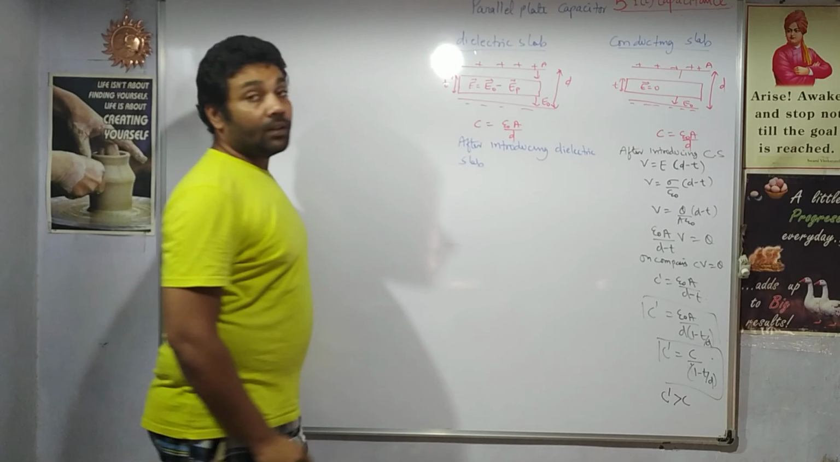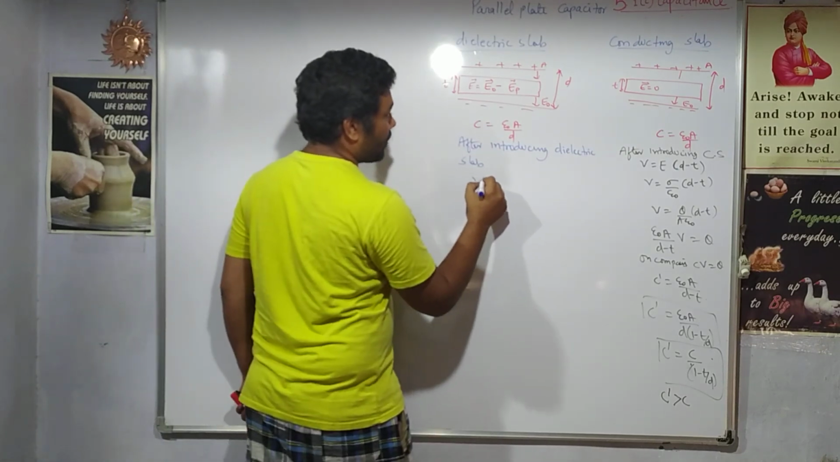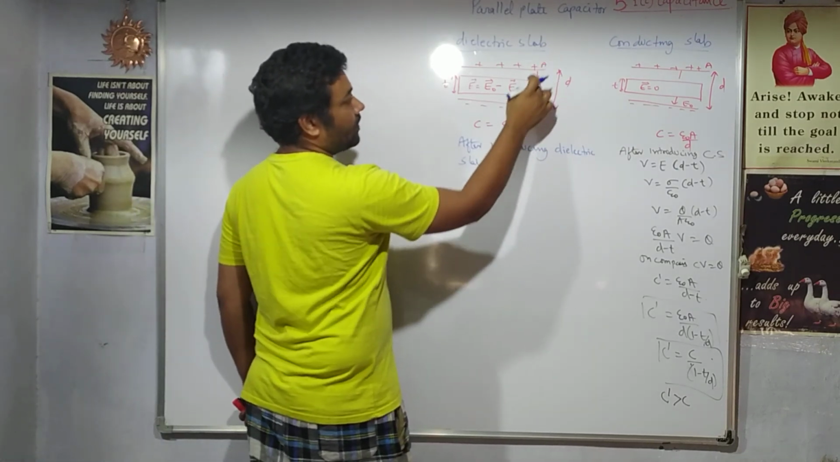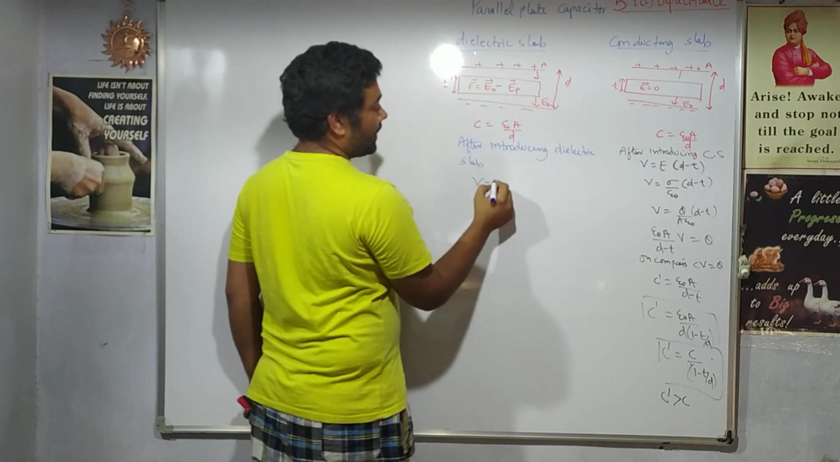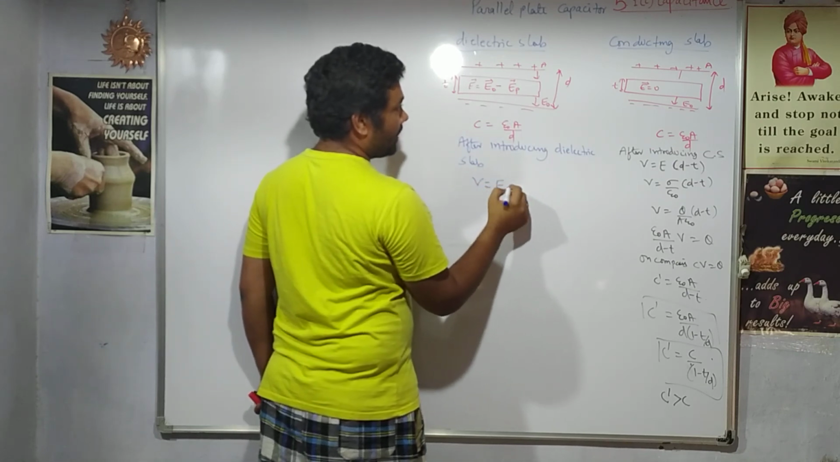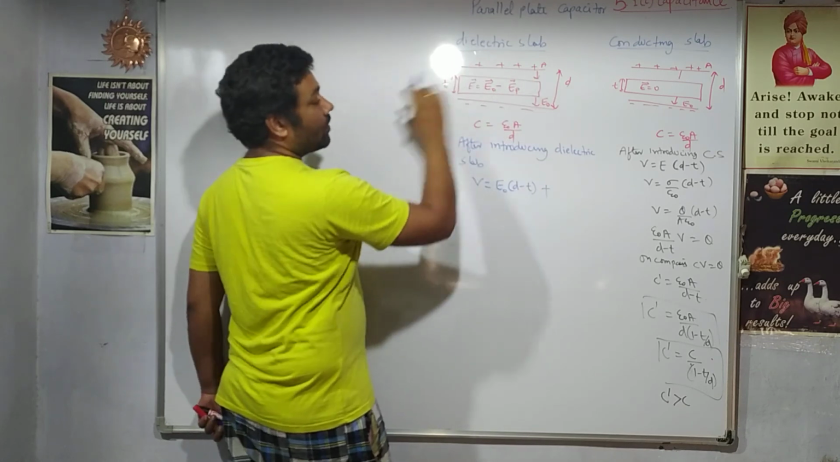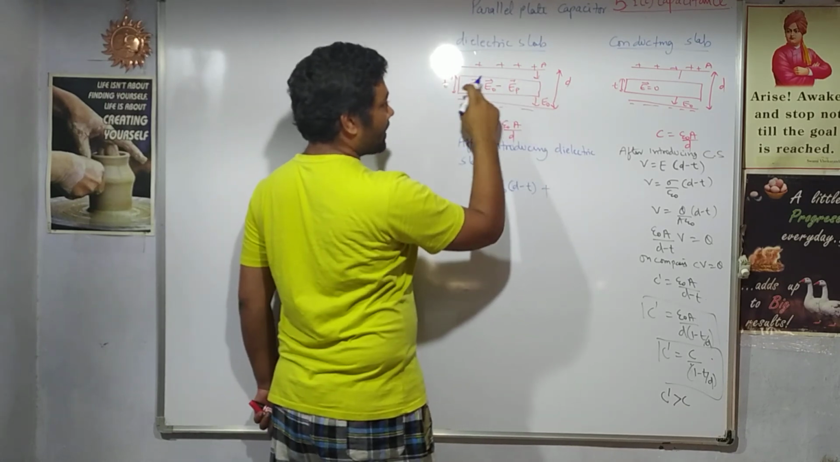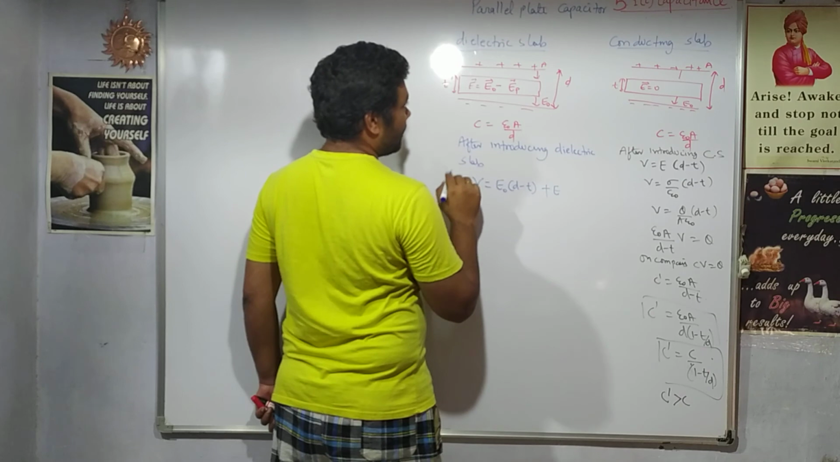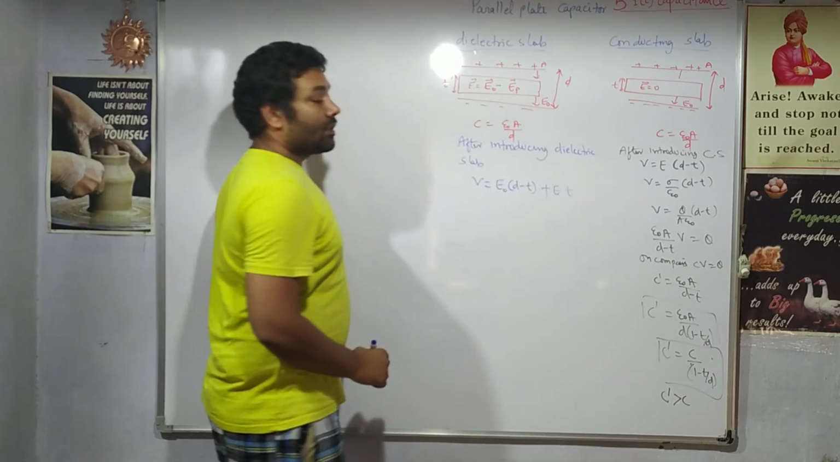What will be the potential? So potential will be for the part which is having electric field E naught, that will be E naught into D minus T, correct? Plus for the slab, what will be the potential? In the slab electric field is E, right? E into T. This is the potential.